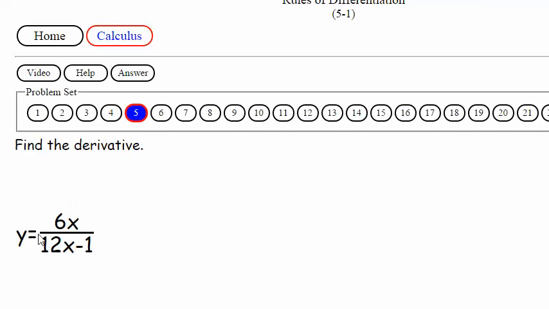It says find the derivative. We have y is equal to 6x over 12x minus 1. So let's write that down. 6x over 12x minus 1. Okay, let's go over to the board.